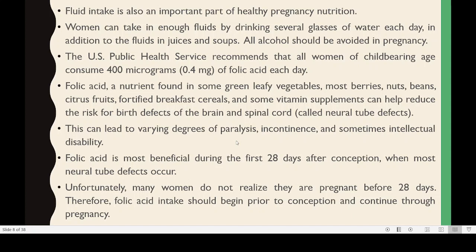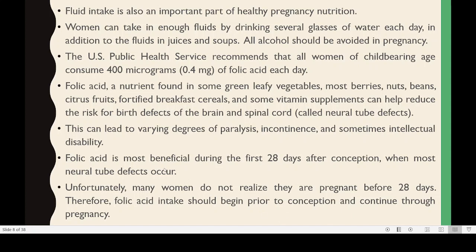paralysis. Paralysis means the inability to move, being weakened. And also incontinence, and incontinence means inability to control urination. That is the meaning of incontinence, and it can also lead to intellectual disability in the child. So that is why taking enough folic acid is very important.